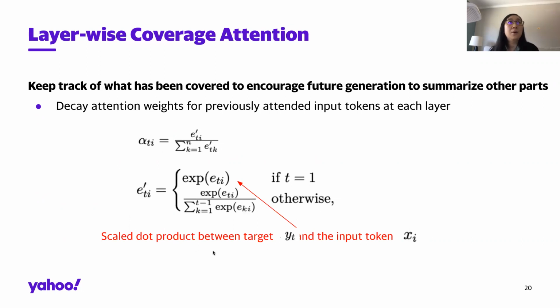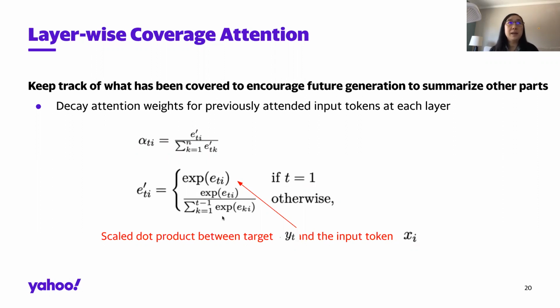Now, in this work, we also proposed a new attention mechanism that we call the layer-wise coverage attention. The whole idea here is that once we have a very long document, we want to guide the algorithm to pay attention to the entire document, and not only generate the keywords from the beginning or a particular part of the document. So basically, what we did is that we let the model decay the attention weight for the input tokens that have already been taken into account.